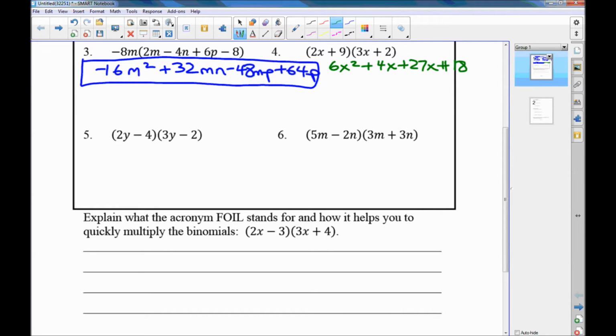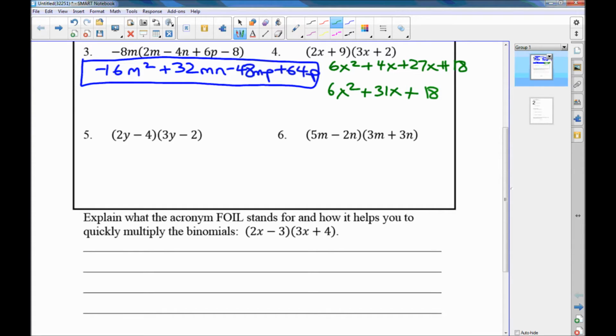So we do need to collect our like terms here. So this will be 6x squared plus 31x. 4 plus 27 will make 31. Keep the x the way it is. Plus 18. All right, I'll do the same thing for 5 and 6.